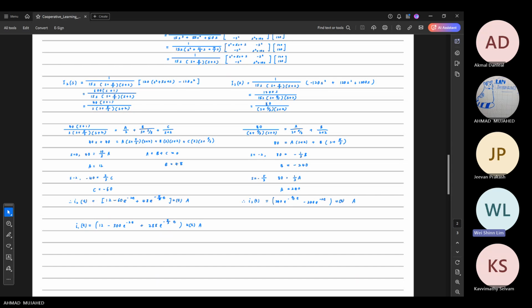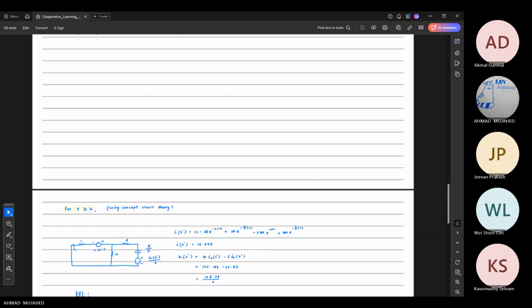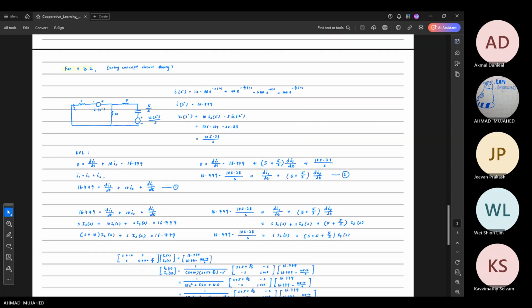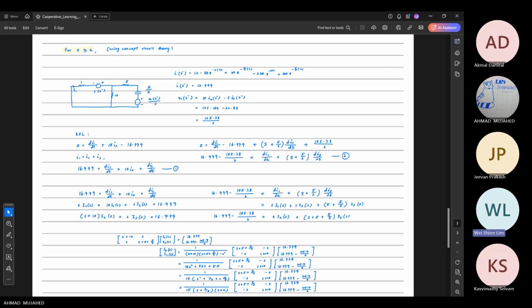Then for part D, we need to find I1, where I1 is I2 plus I3. So I first find here the equation of I1. Scroll down. After finding for t between 0 and 2, now I will find for t greater than 2. In this part, we need to use the concept of circuit theory.